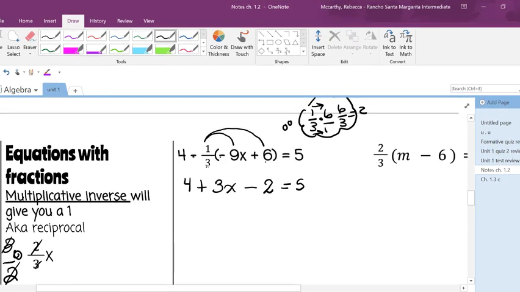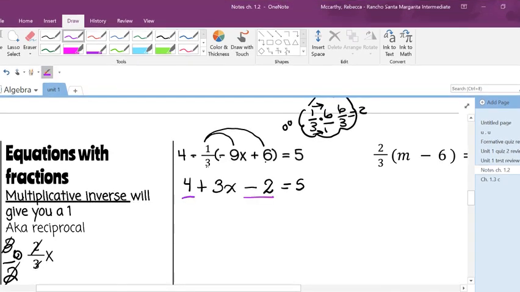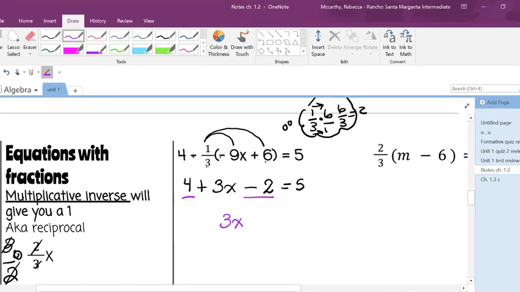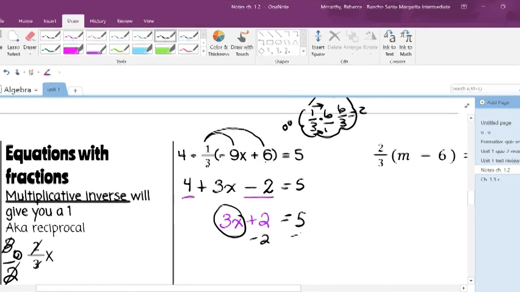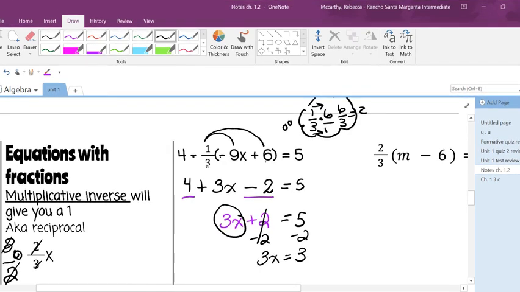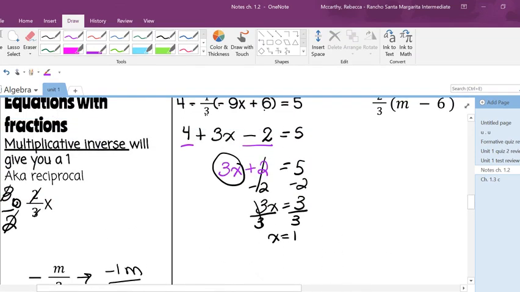Now I'm going to combine my like terms. I see these constants, I'm going to combine those first. I'm going to put that 3x in front, and then 4 minus 2 is plus 2 equals 5. And now I'm going to isolate that variable, subtract 2 from both sides, and I get 3x equals 3. Oh, what a beautiful problem. I'm going to divide by 3, and x equals 1.